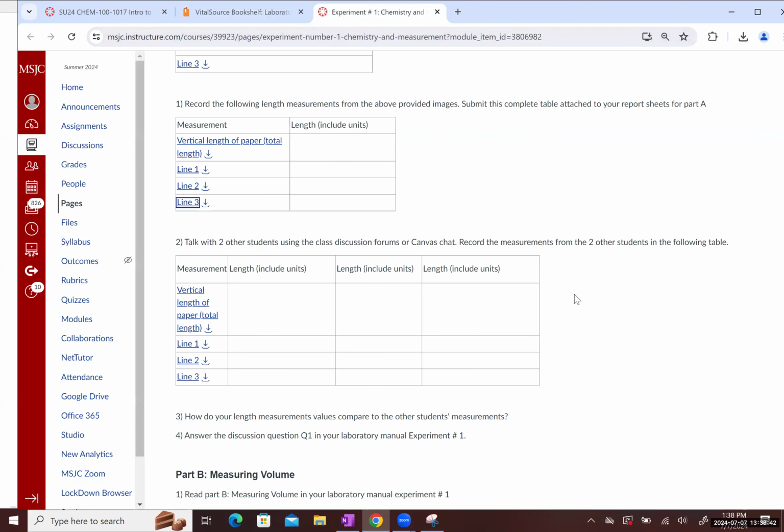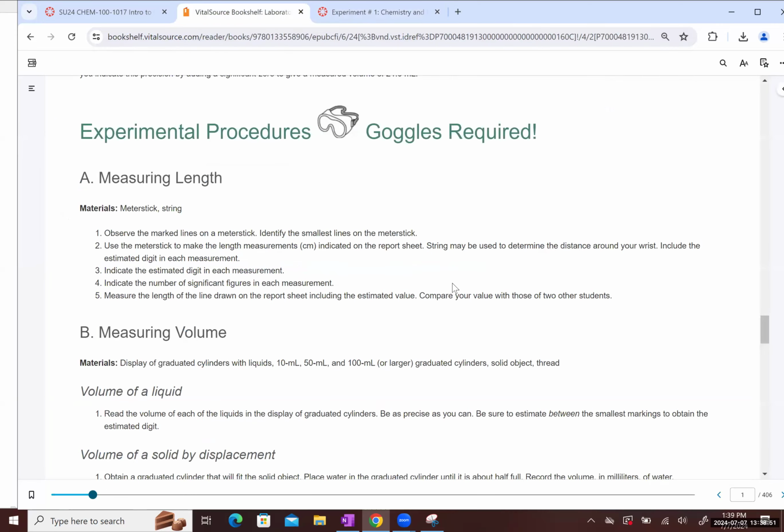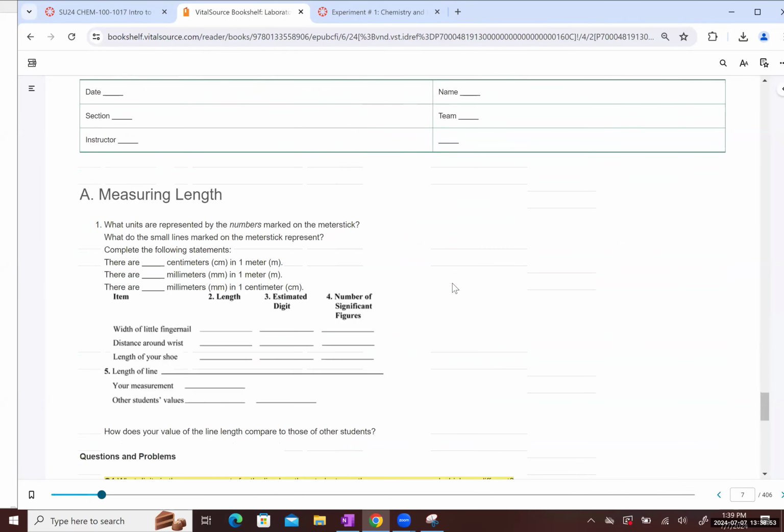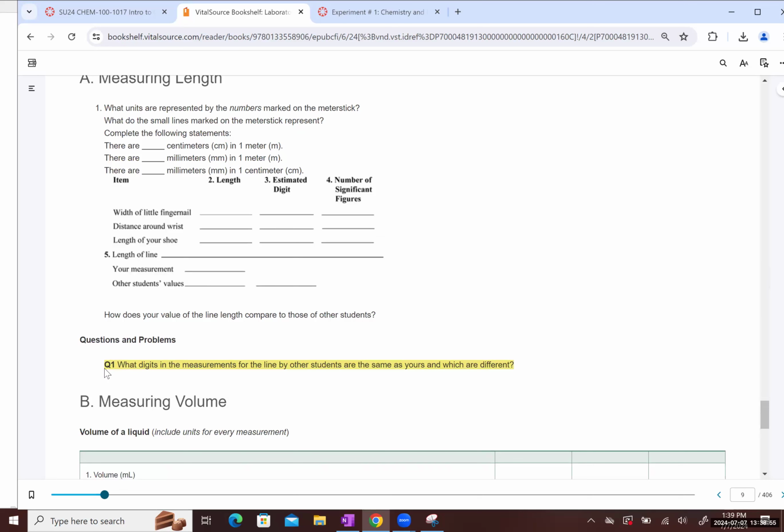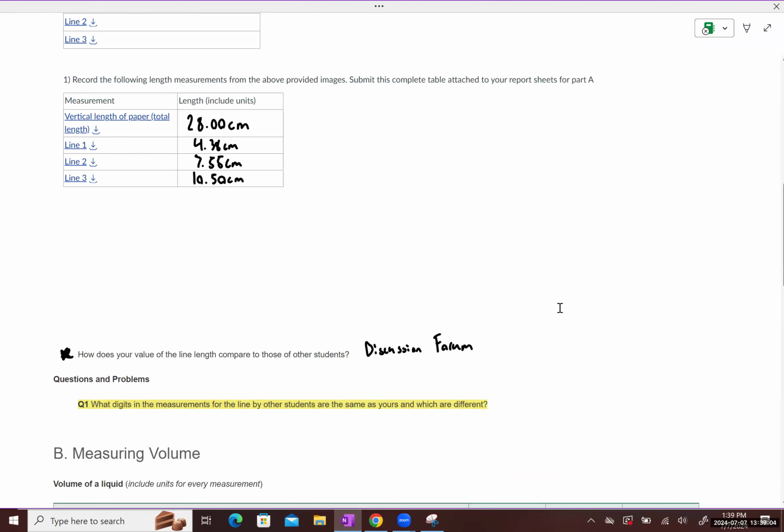Okay, we have one more thing to do for part A. We have to answer discussion question 1 in your laboratory manual. So let's find discussion question 1. In this case, it's labeled Q1. What digits in the measurements for the line by other students are the same as yours and which are different? So let's look at an example.